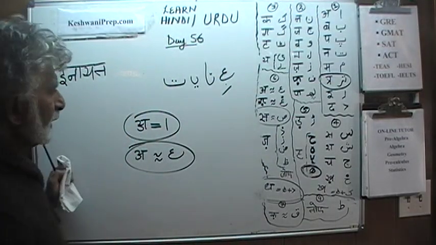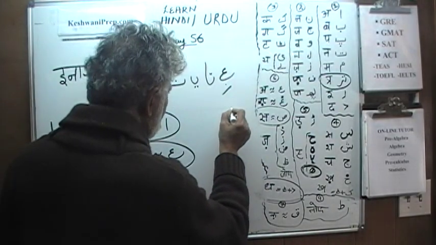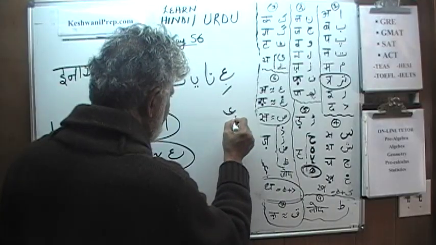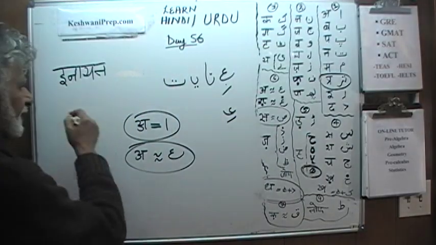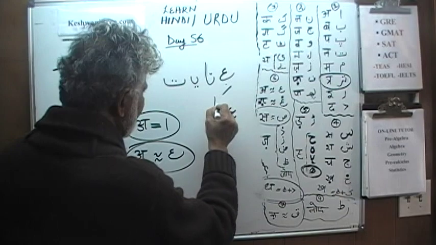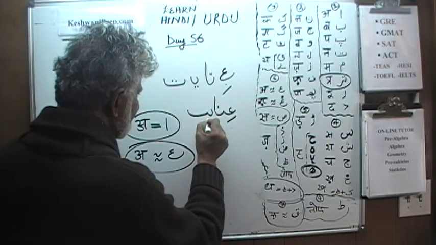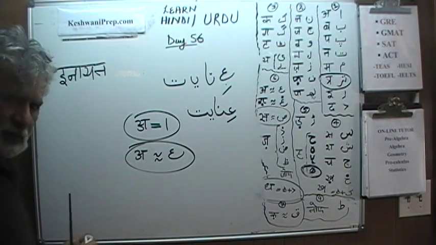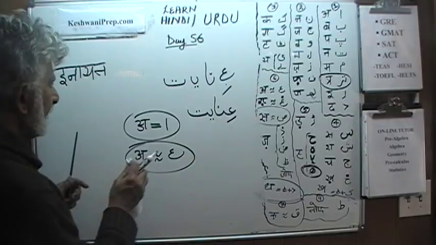Now let's put it together. When ain is put together, it takes this shape. We have a choti ki matra, which is the E. Then we have a na, and then a ya and a ta. Inayat. So now let's talk about what it means.